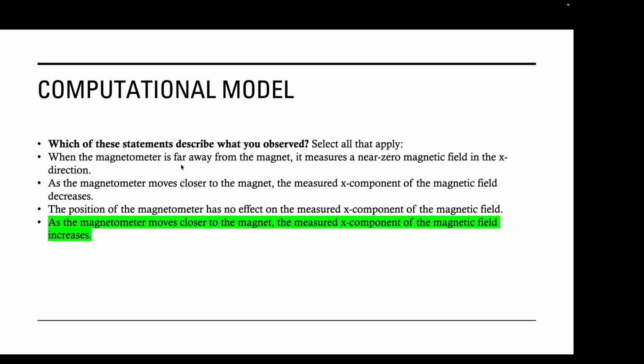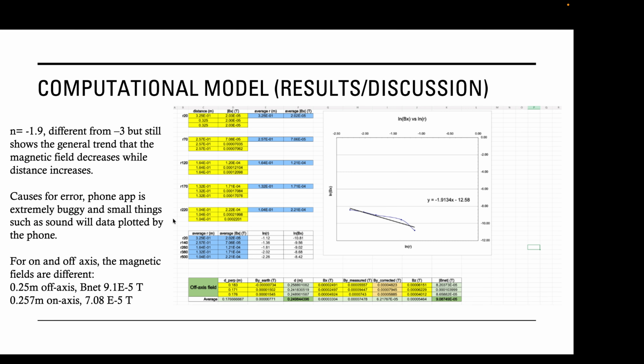Which of these statements describe what I observed? As the magnetometer moves closer to the magnet, the measured x component of the magnetic field increases. Here, for our computational model, n is equal to negative 1.9 based on this trend line on the ln plot. It's different from negative 3, but still shows the general trend that the magnetic field decreases as distance increases. A cause for errors is that the phone app is extremely buggy, and small things such as even sound will affect the data plotted by the phone.